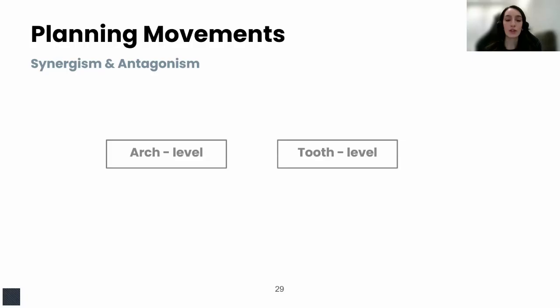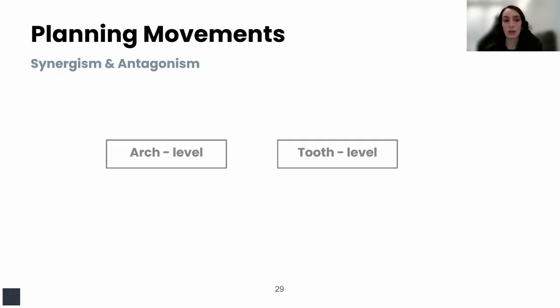So when we think of synergism and antagonism, we try to think of them on an arch level and on a tooth level. So whenever we as clear aligner providers think of how we want to plan synergistic and antagonistic movements together, we always think about movements that happen on an arch level. How can I combine retraction, for example, of the anterior segment with other movements for it to be expressed more predictably? And I can also think of it on a tooth level. So, for example, if I'm extruding a tooth, what are other movements that I can plan with that tooth being extruded predictably?